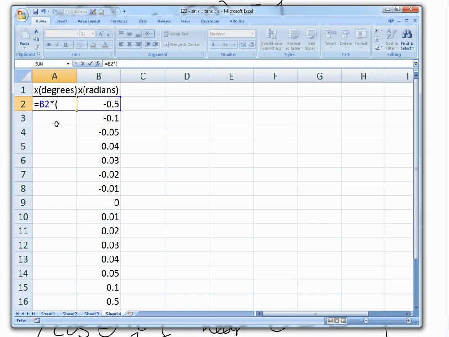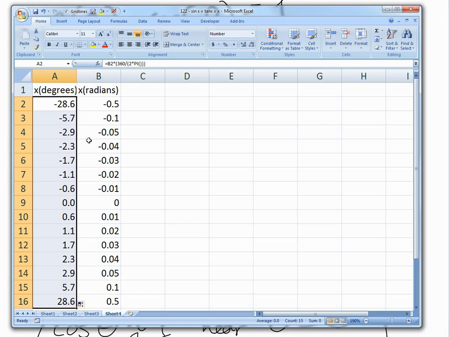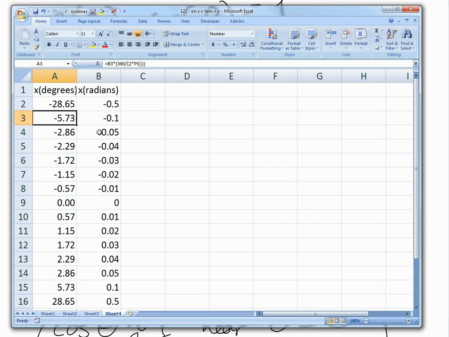To convert, we multiply by the ratio of 360 degrees divided by 2 pi. So negative 0.5 is about 28 degrees, negative 0.1 is 5 degrees, and 0.05 gives 2 degrees. Basically 1 degree is roughly a bit less than 0.02. So just to get a better idea, let's write all these in here.